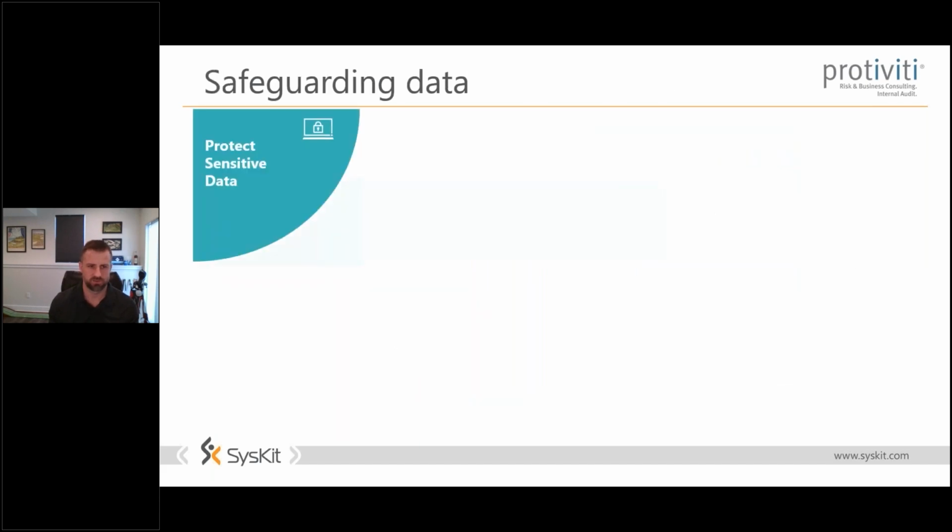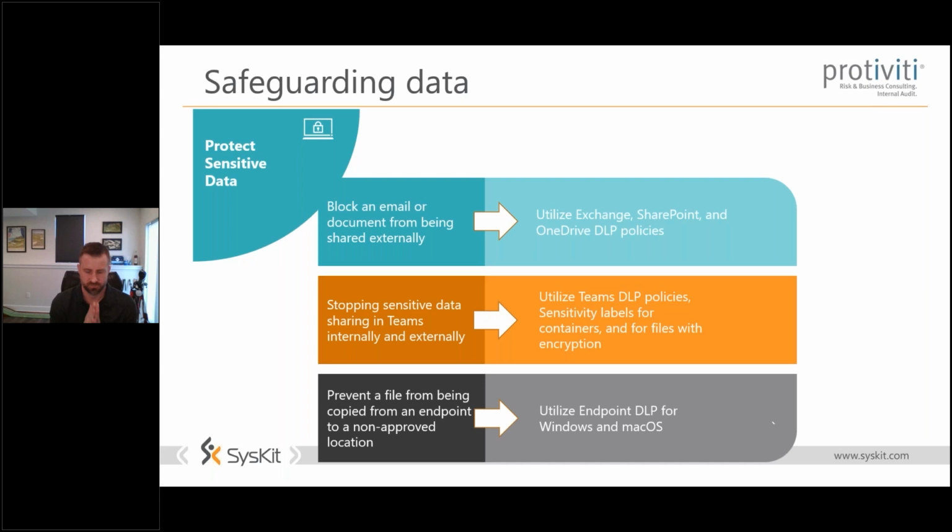So what that gives us, let's look at three different scenarios here. The first one is going to be blocking email. So let's focus on email and email documents moving, so documents being shared externally. A lot of organizations have DLP policies in email, so that when I create an email and try to send a document, it scans that document and would block it based on specific rules.